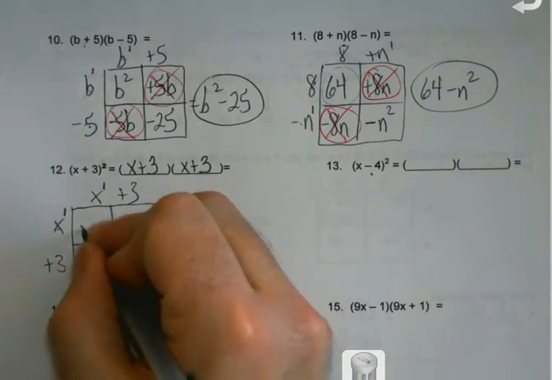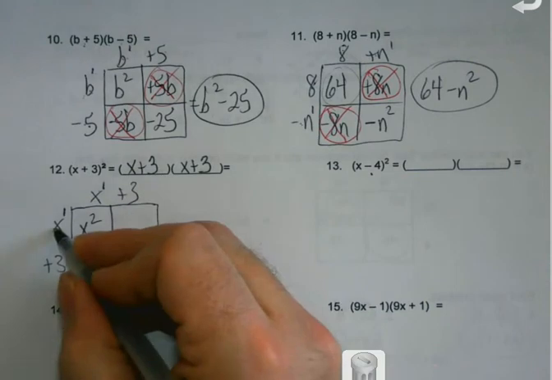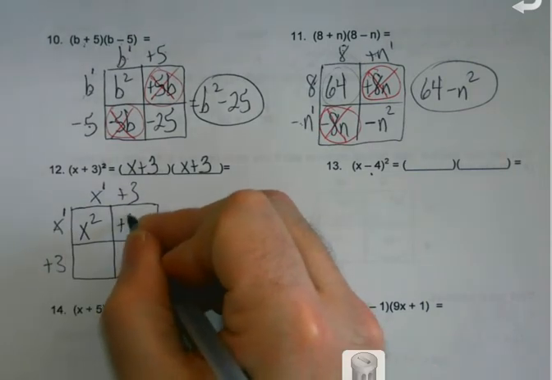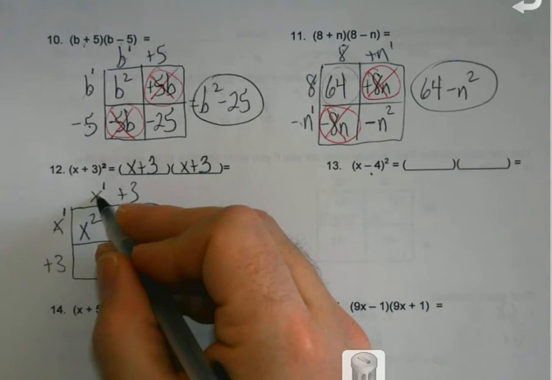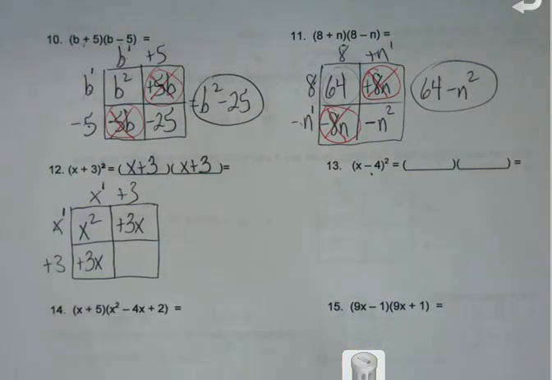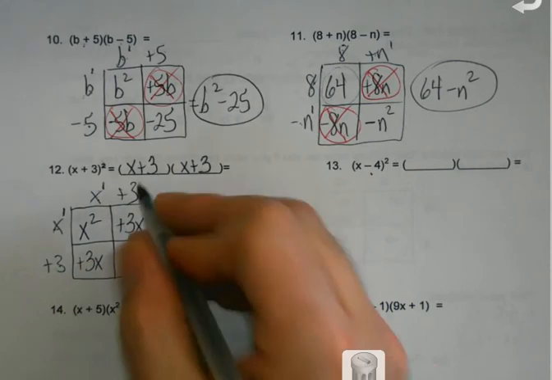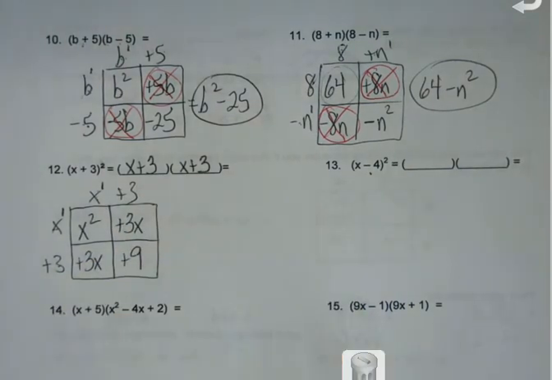Just like I've been doing on the rest, just get into the habit. X times x is x squared, because I'm adding the exponents. X times 3 is 3x. X times 3 is 3x. And 3 times 3 is 9. Multiplying to fill the box.